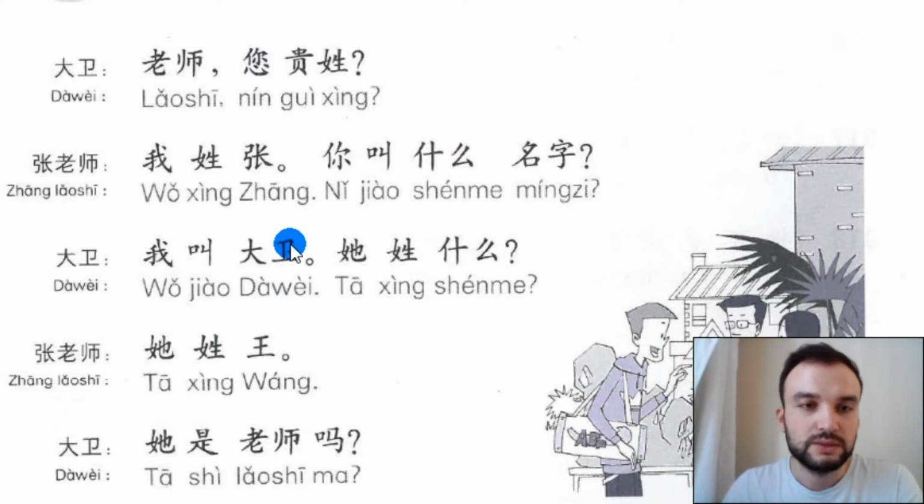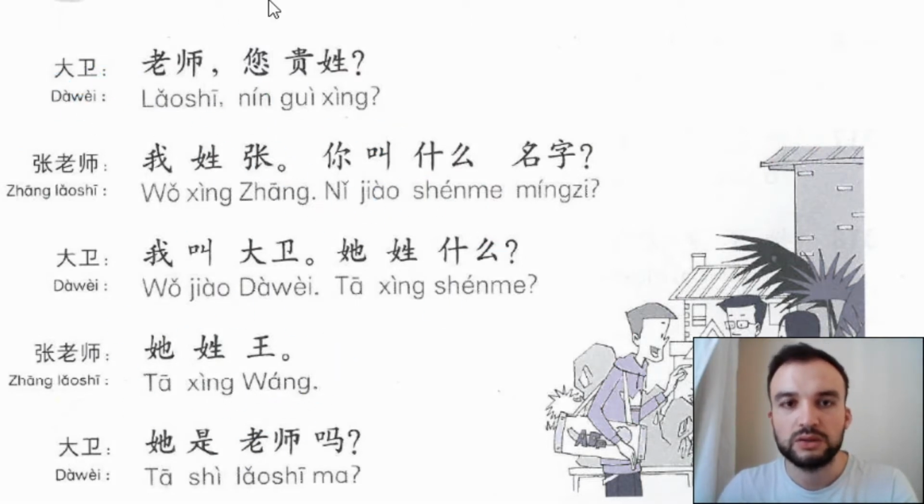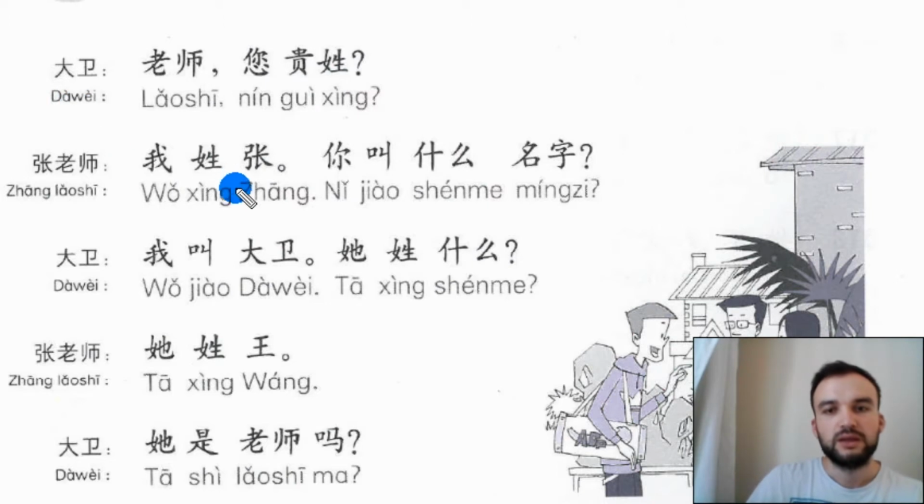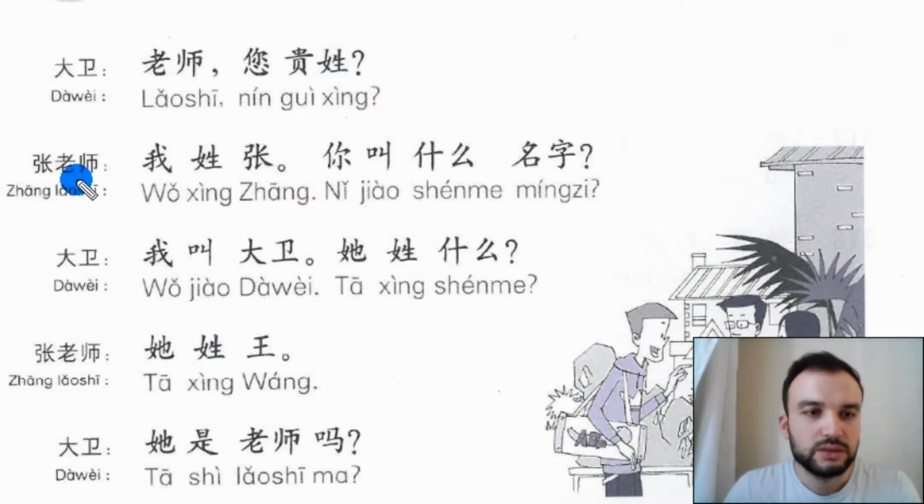Okay, let's start the lesson. First, I will translate this dialogue. Later, I will write. We have two persons here, talking to each other. One of them is Da Wei. The other one is Zhang Lao Shi, Teacher Zhang.